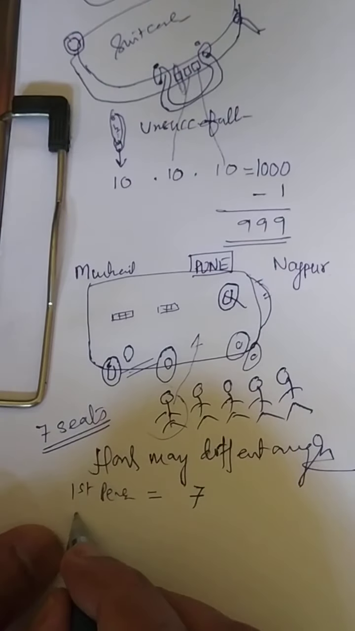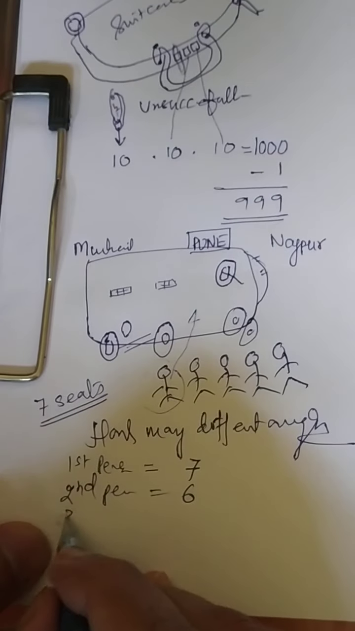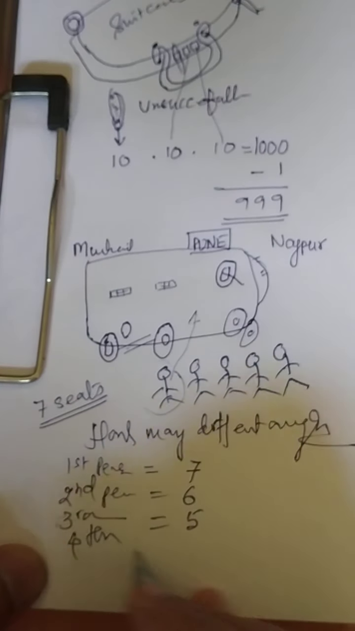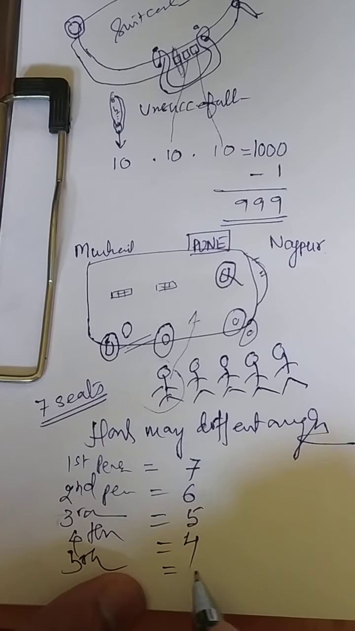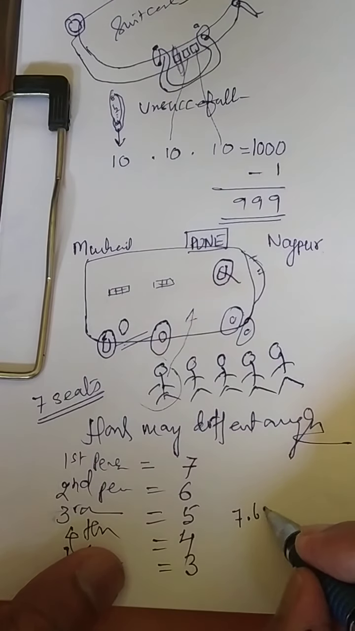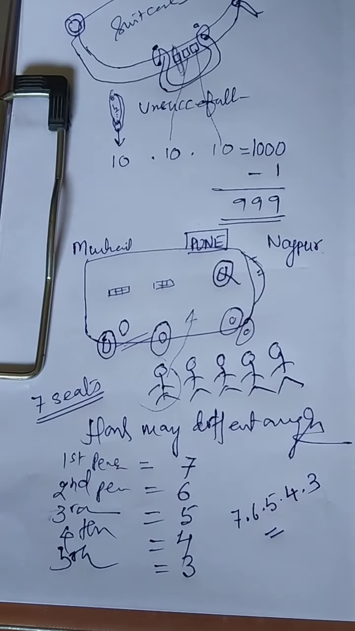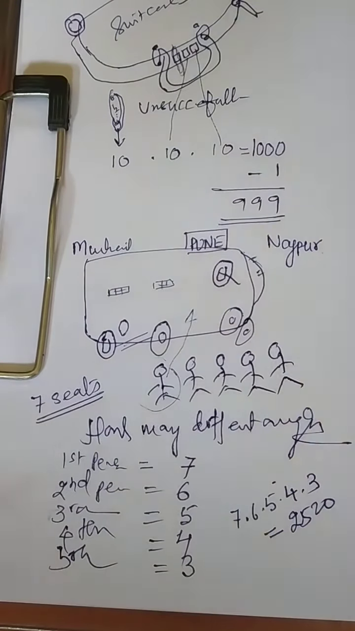7 seats are vacant. The second person entering the bus will have 6 possibilities. The third one will have 5 possibilities. The fourth one entering the bus will have 4 possibilities. The fifth one entering the bus will have only 3 possibilities. Therefore, by the fundamental principle of counting, you will have this many arrangements. Now, the question arises, how will you calculate this? You can multiply and get a number. So in all, you have 2520 possibilities.